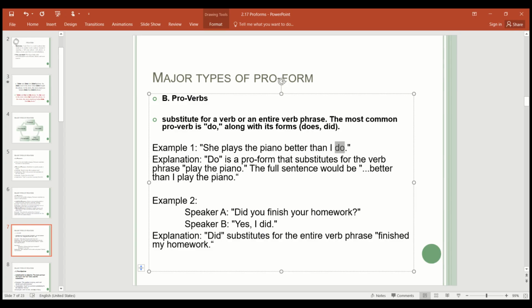Another example, did you finish your homework? Yes, I did. The second mentioning of the verb did here is a proform, substituting the entire verb phrase, or what is called the predication, which is finished my homework. So instead of saying, yes, I finished my homework, you would only use the verb did to avoid repetition.